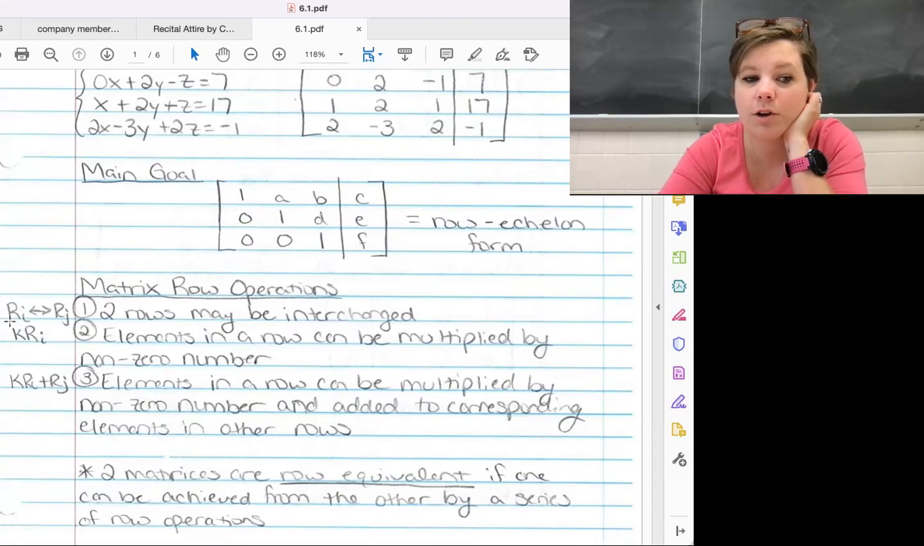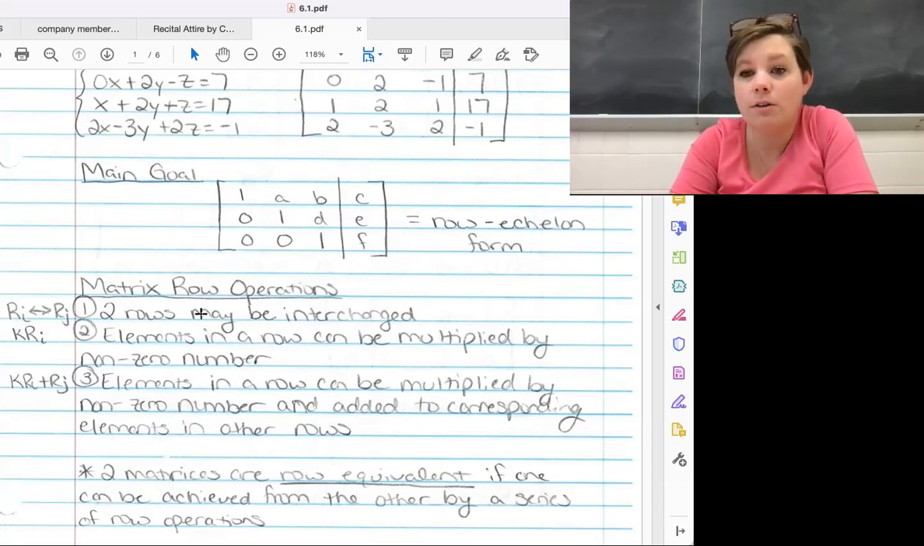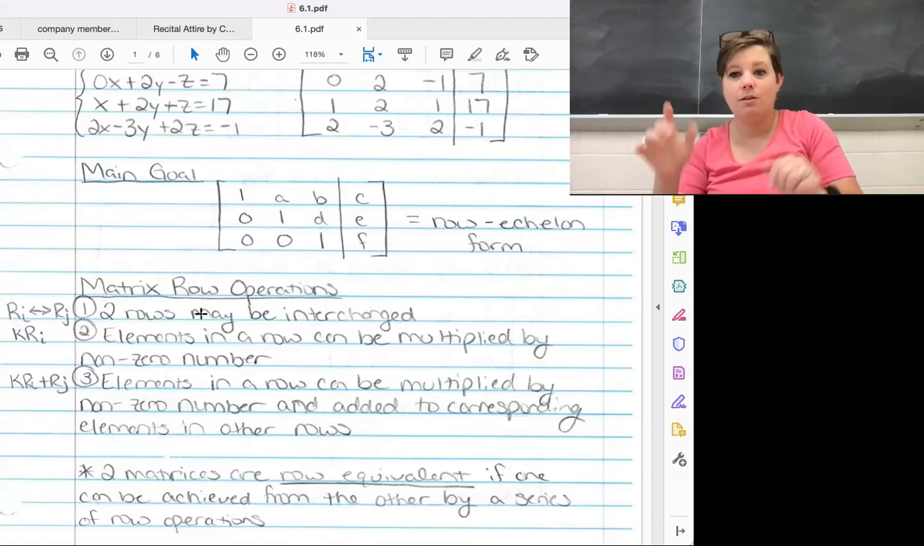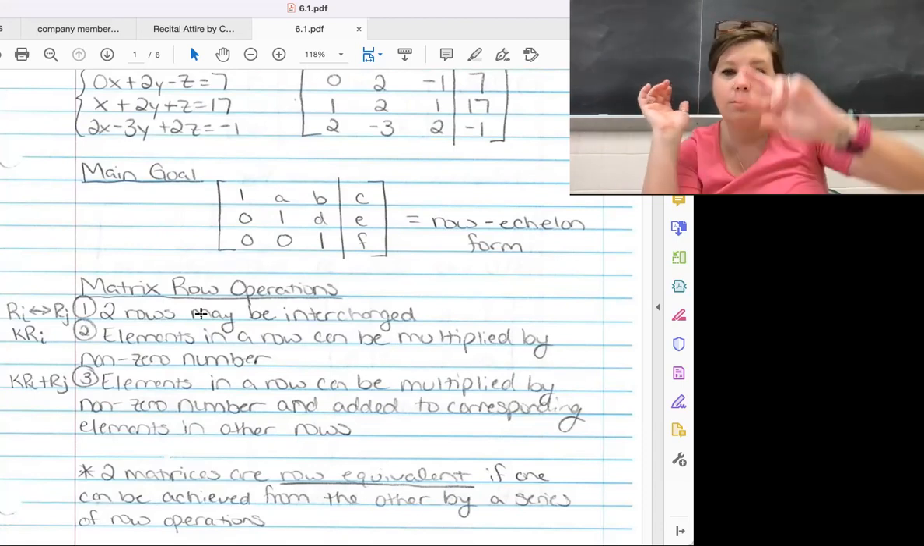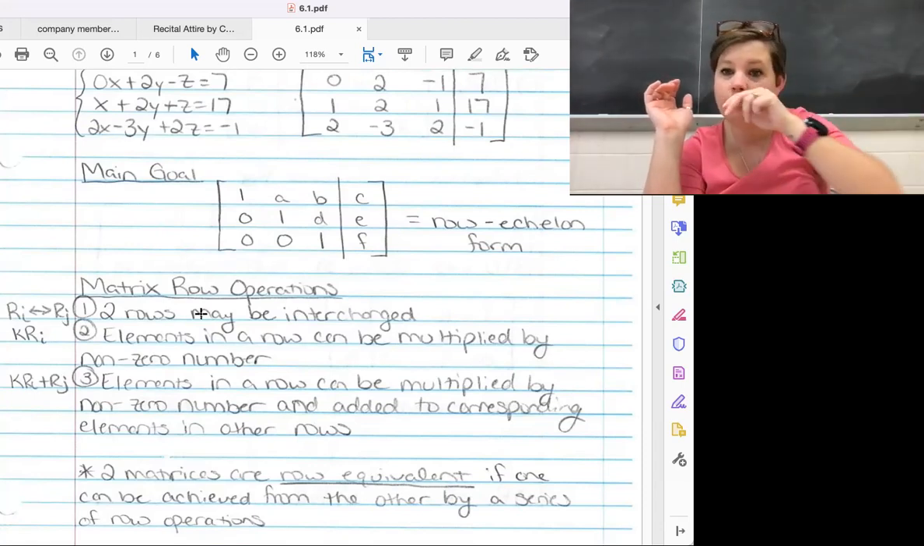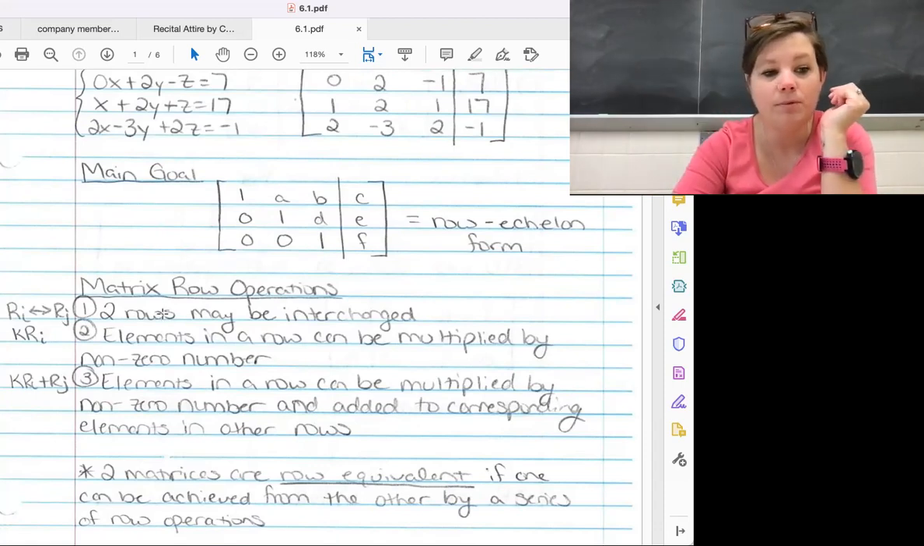So what are these 3 matrix operations? Well, the first one, you have Ri going to Rj. What this means is that you can flip-flop or interchange 2 rows. We don't change the order of the numbers within the row. All we're doing is we can flip-flop 2 rows. That's what we can do.